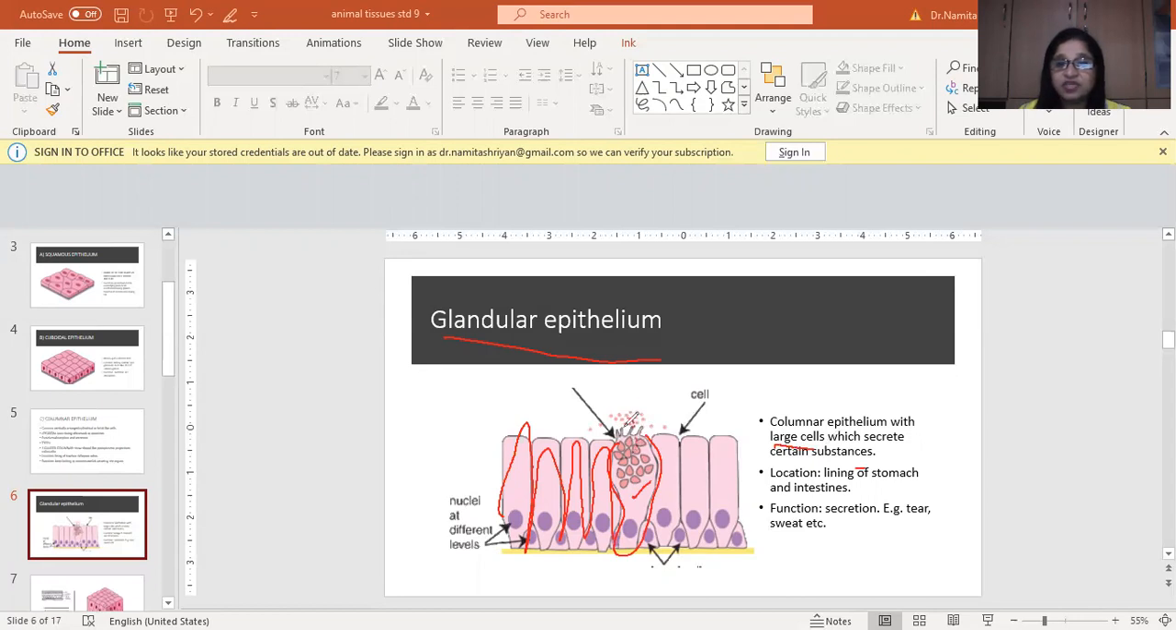If you can see, these are the secretions that are given out from this particular cell in between these columnar epithelial cells present in the lining of the stomach and the intestines. So basic function will be they'll be secreting something. So function of glandular epithelium, you know, glands generally secrete. For example, your tear glands, your sweat glands, if you observe them, you will get to see this kind of glandular cells in between the columnar epithelium. And then such kind of a columnar epithelium is called a glandular epithelium. So in columnar epithelium, we did study about the ciliated columnar epithelium and now also about glandular epithelium.